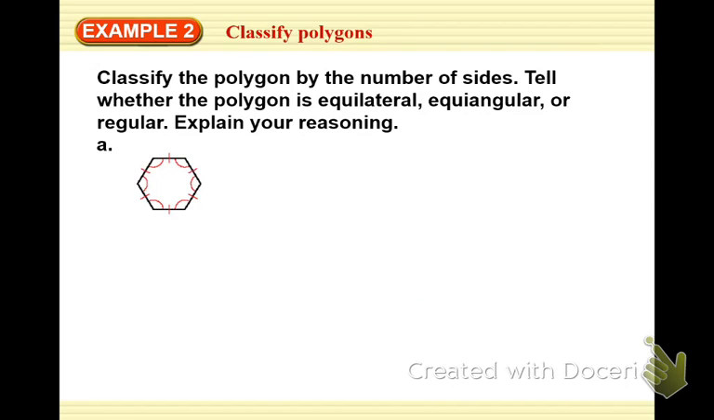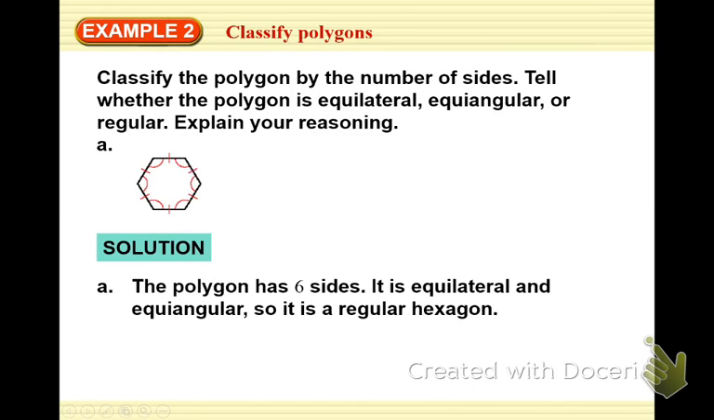So we're still classifying. Classify the polygon by the number of sides. Tell whether the polygon is equilateral, equiangular, or regular, and then explain your reasoning. Well, this guy's got 1, 2, 3, 4, 5, 6 sides, so it's a hexagon. And if you look, all the sides have the same tick marks in them, so it's equilateral. All the angles have the same number of arcs in them, so that's equiangular. Since it's both, we do call that guy regular. So this guy is a regular hexagon. Okay? Next guy.